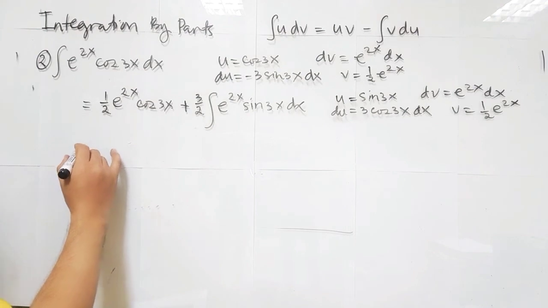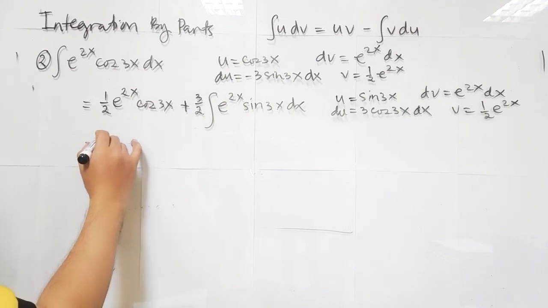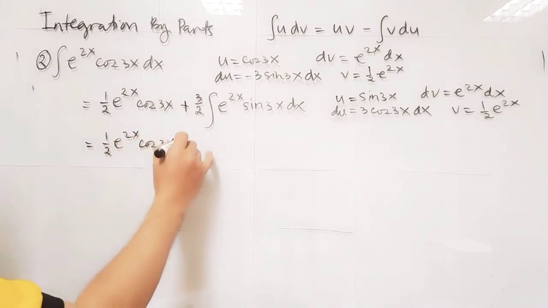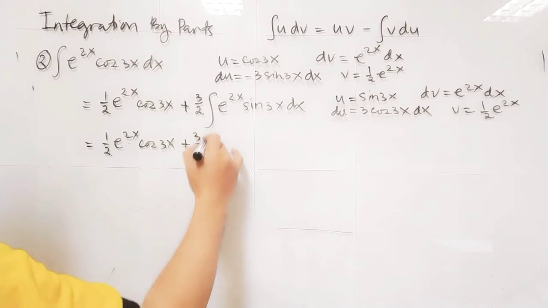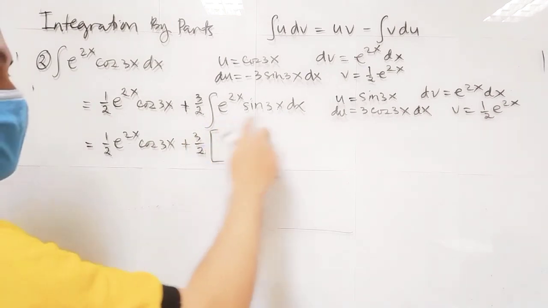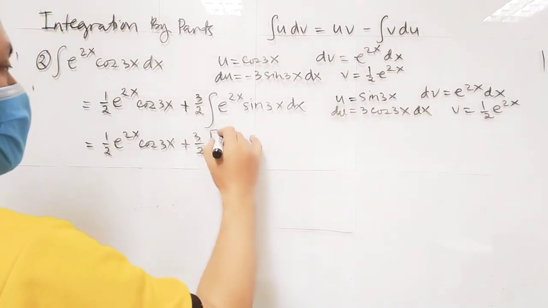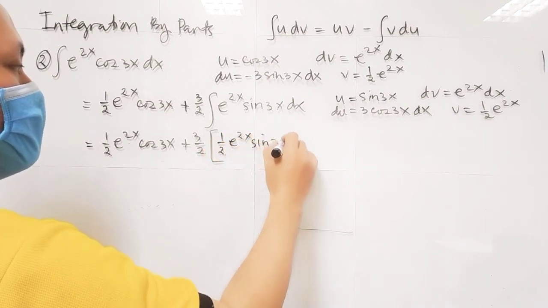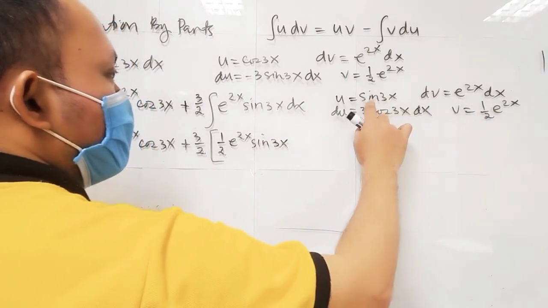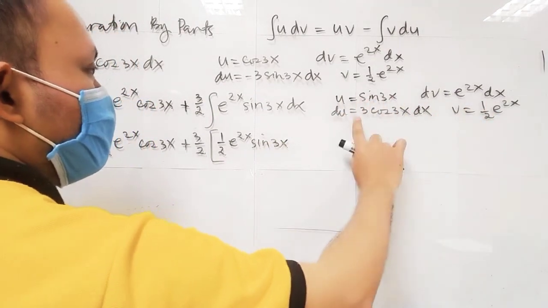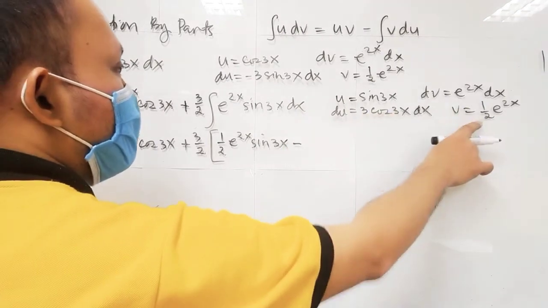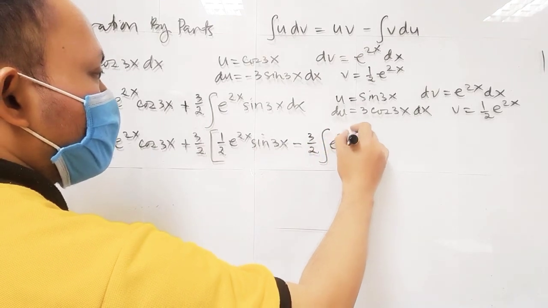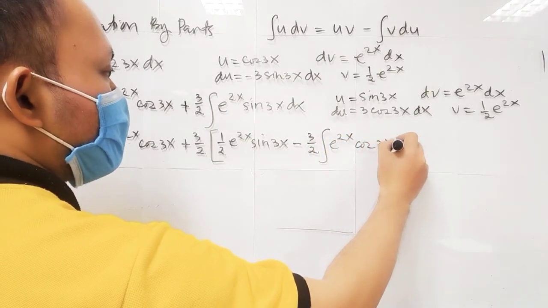So that we have 1 half e 2x cosine 3x plus 3 over 2 times the integral of this one, which equals u times v, that is 1 half e 2x times sine 3x, minus the integral of v du, that is 1 half times 3, that is 3 over 2, integral of e 2x cosine 3x dx.